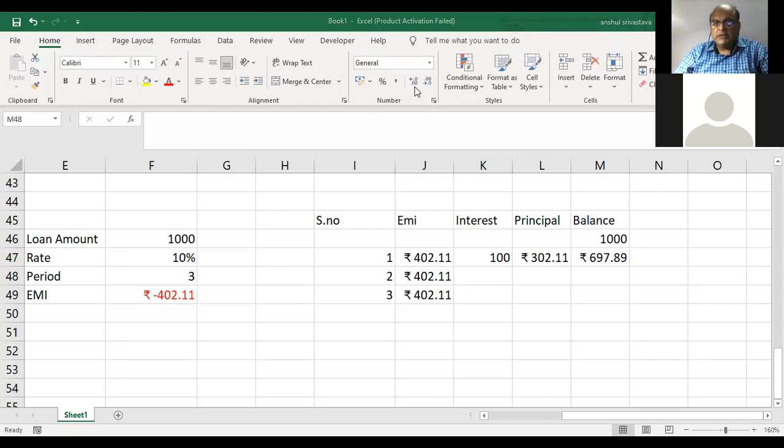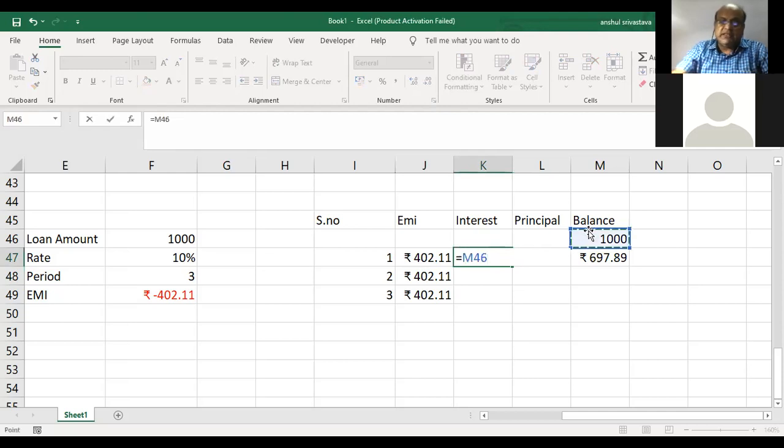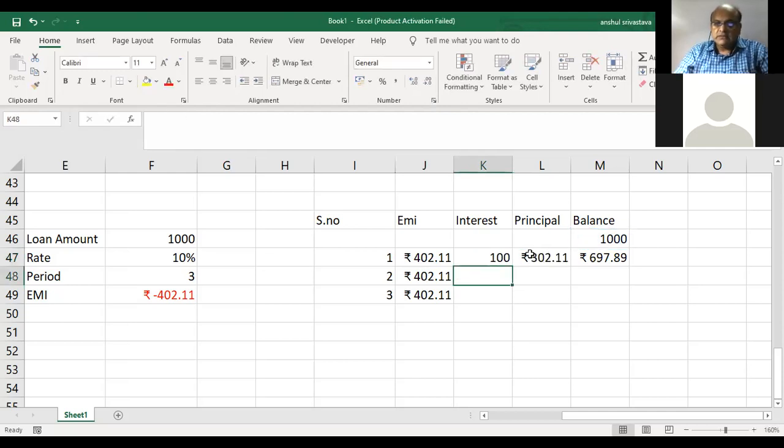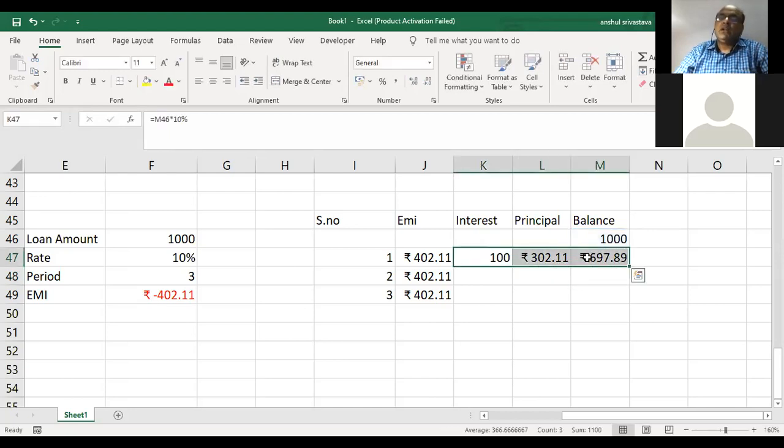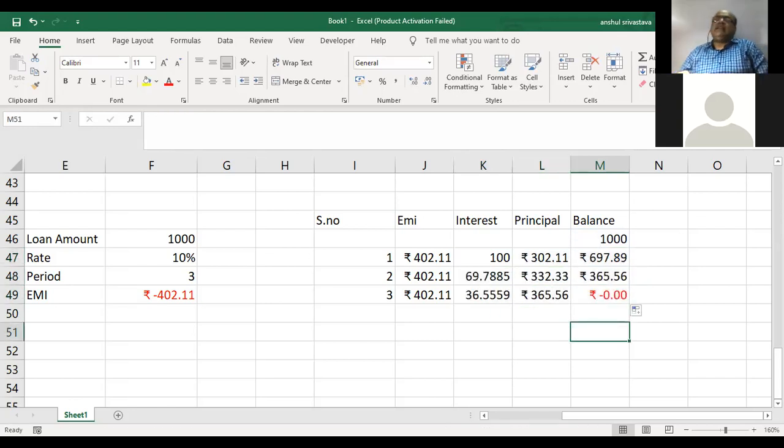So the balance would be this into 10%. Principal would be equal to 402 minus this. And the balance would be 1000 minus 302. And then this is the only calculation. Then simply drag it. You can see at the end the balance should be 0. So this is an amortization schedule. This is an amortization schedule for a 3-year loan where the payment is annual.